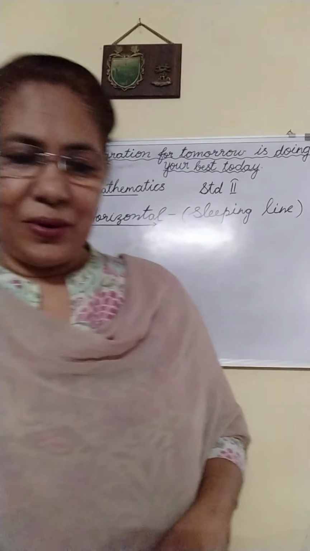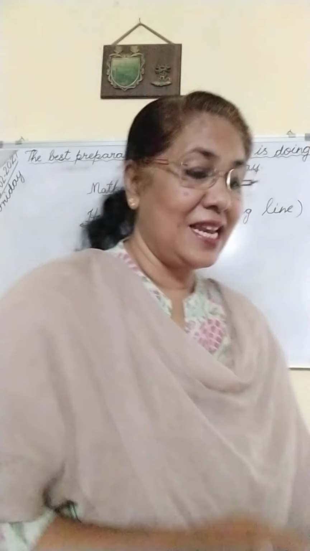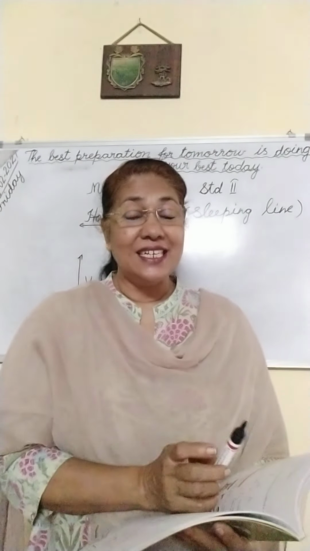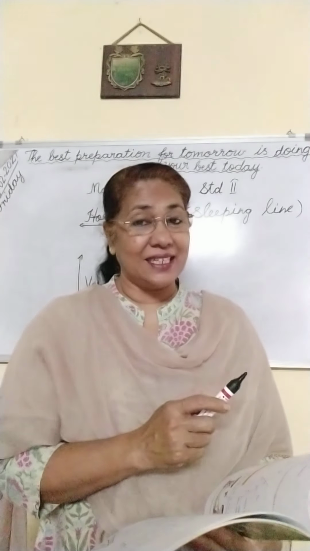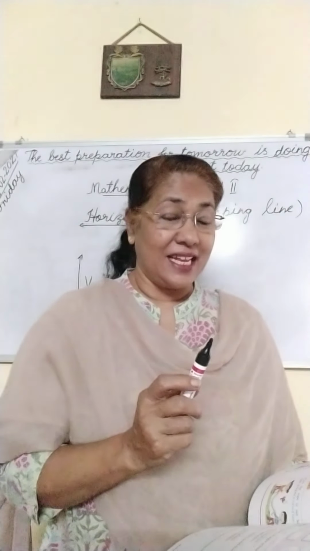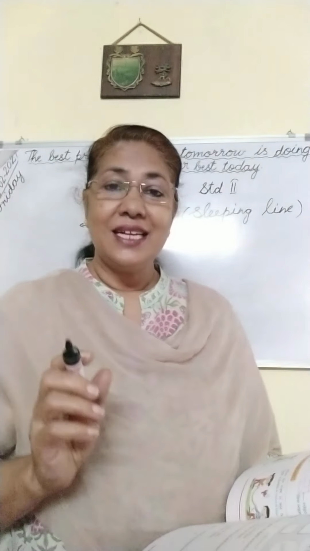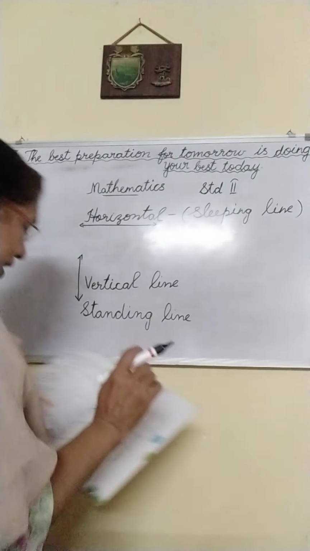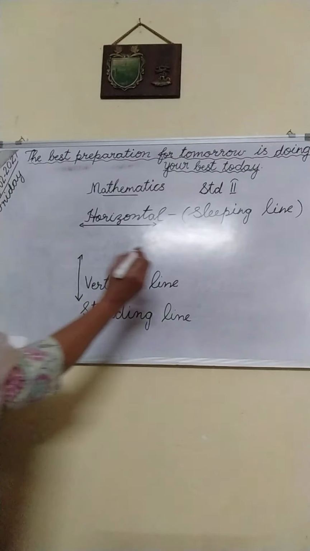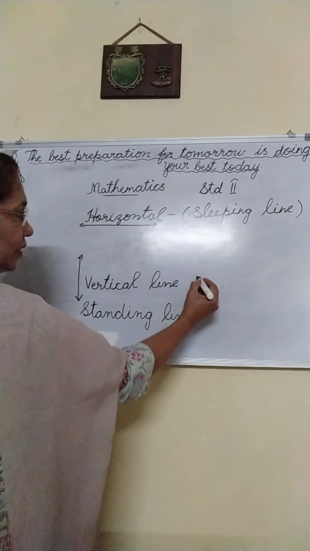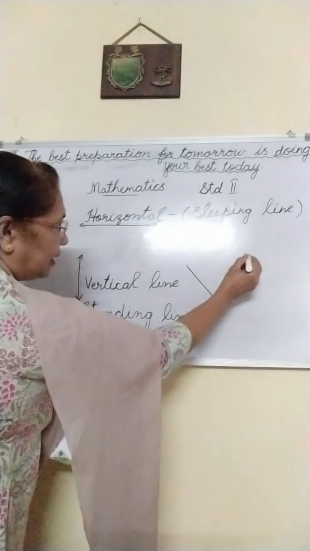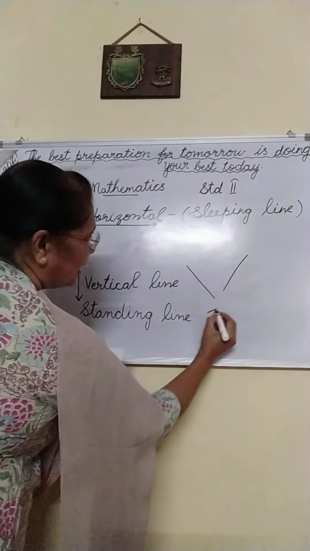So, slanting is not straight. Now we are going to draw the slanting line. Not standing, slanting. S-L, slanting. This is slanting line. Not standing, slanting line. Okay, S. I'll draw here, can you see? I'll draw here. This is a slanting line. See, like this. Slanting line.